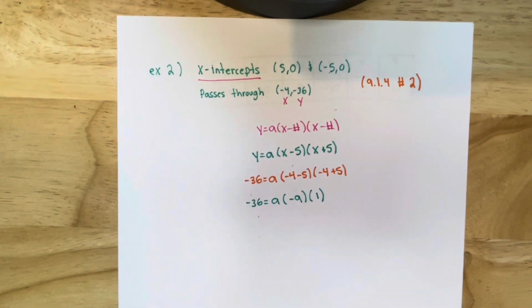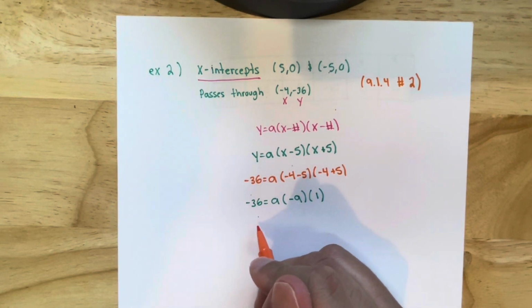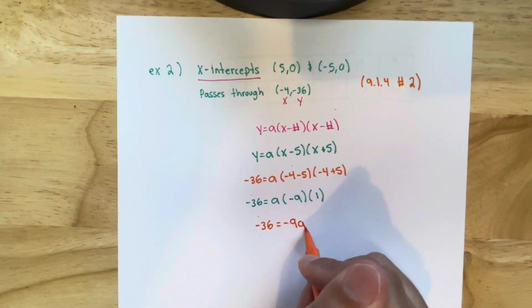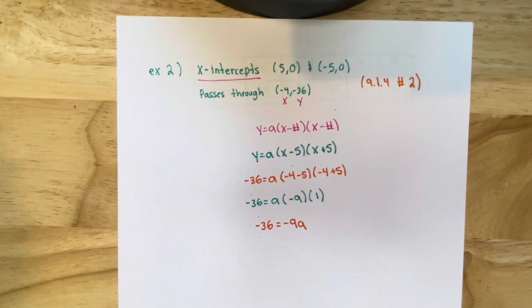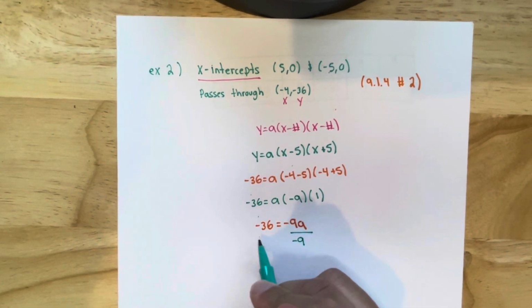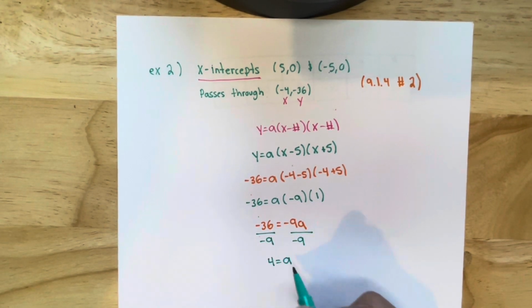I'm going to distribute the two parentheses, which is going to give me -9, but I don't want to write it behind the a because that looks strange. So I'm actually going to write that in front of it to make it -9a. And then my last step is to divide both sides by whatever a is, which in this case is -9. Divide both sides by -9, and you'll notice I get a positive 4 is equal to a.